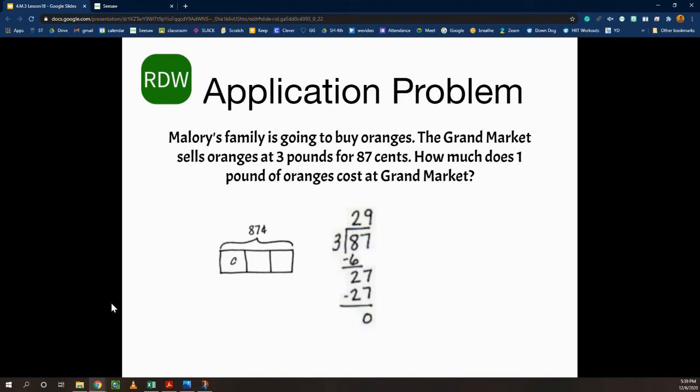All right. When you do the standard algorithm for 87 divided by 3, it would look like this. 3 goes into 8 twice. 3 times 2 is 6. 8 minus 6 is 2. Drop down the 7. 3 goes into 27 9 times. 9 times 3 is 27 with no remainder. So 1 pound of oranges cost 29 cents. We're going to go back and do more practice with the standard algorithm in just a moment.